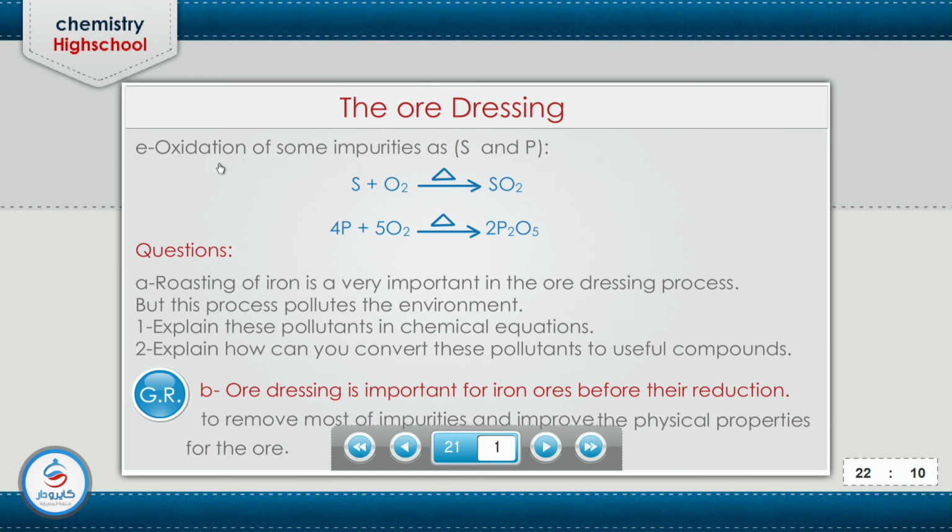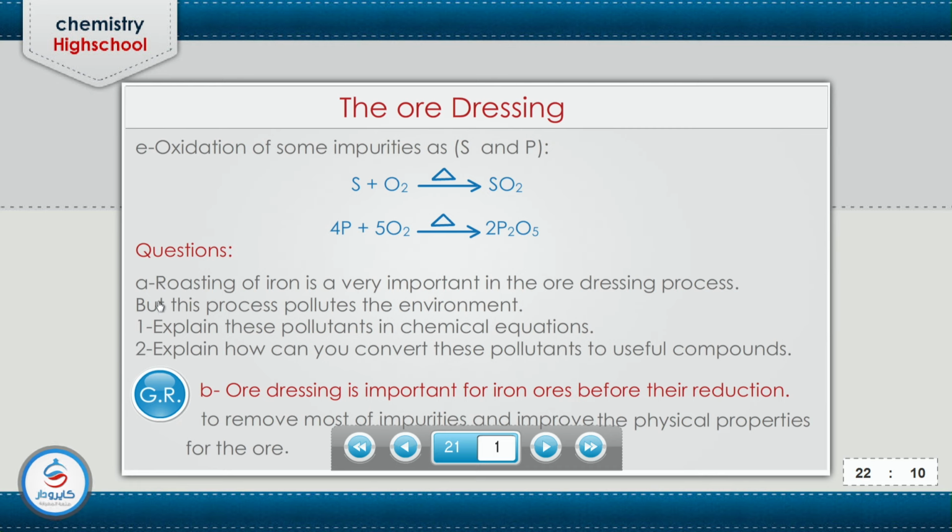Number E, oxidation of some impurities like sulfur and phosphorus. The oxidation of sulfur converts sulfur to sulfur dioxide, and oxidation of phosphorus by oxygen converts the phosphorus impurities to phosphorus pentoxide.